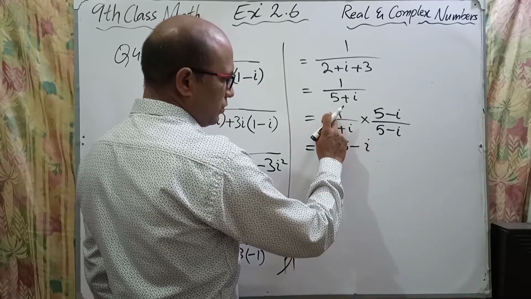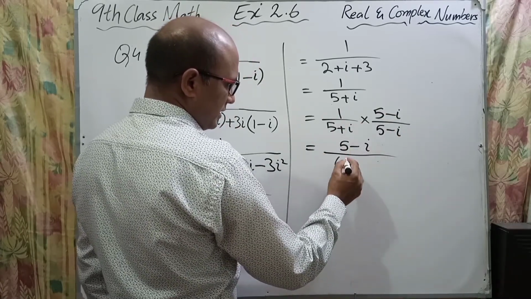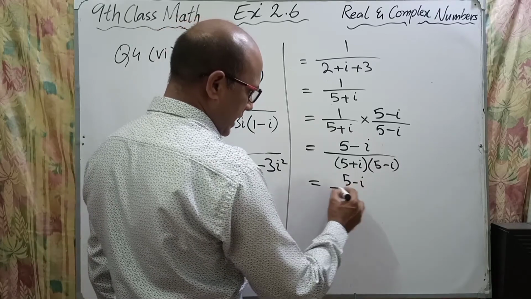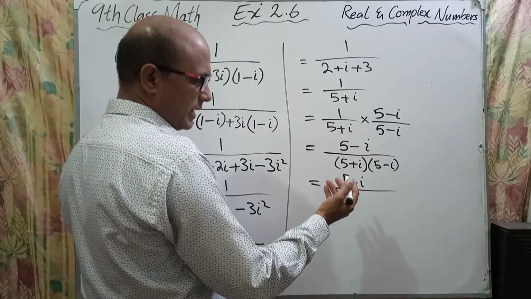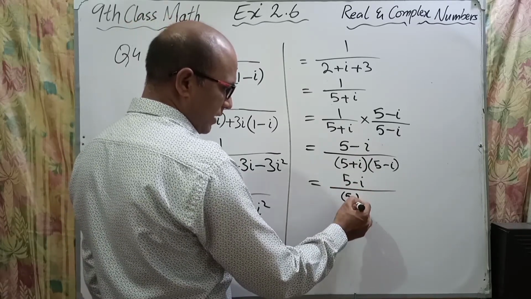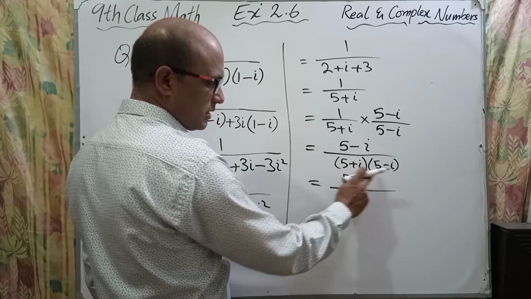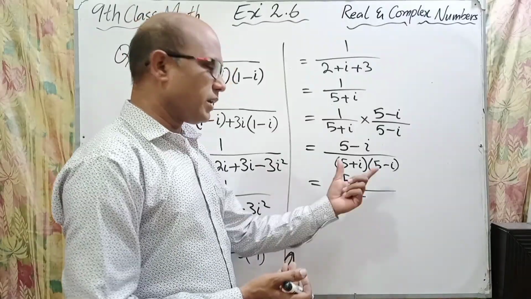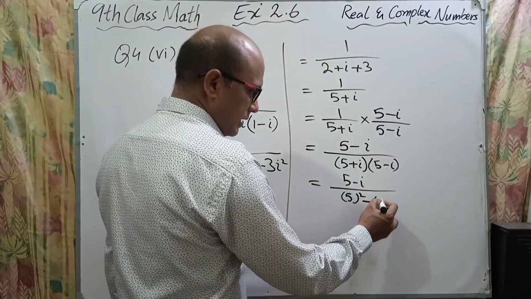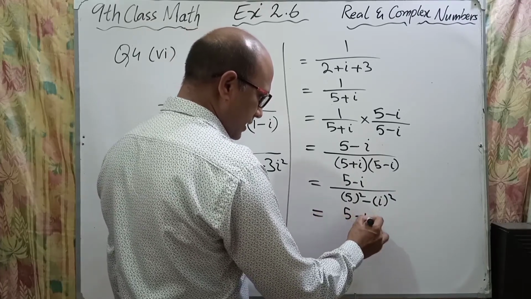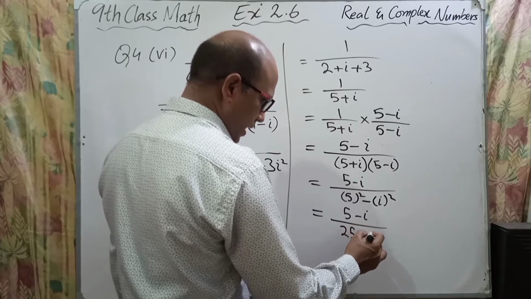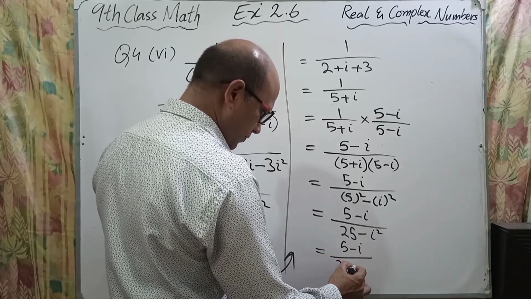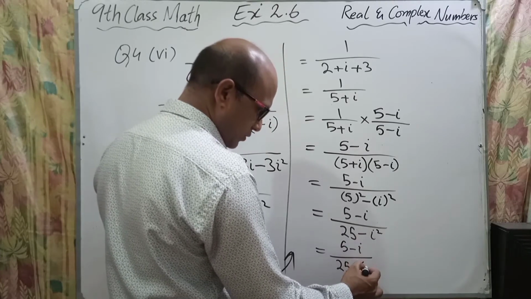5 minus iota, ones are 5 minus iota, and the denominators will be multiplied, 5 minus iota as it is, and we will apply the same formula as I told you in the previous question. 5 square of first term, because this is plus, this is minus, a plus b into a minus b is equal to a square minus b square will be applied again here, minus iota square. 5 minus iota over 25 minus iota square. 5 minus iota over 25 minus, in place of iota square we'll write minus 1.